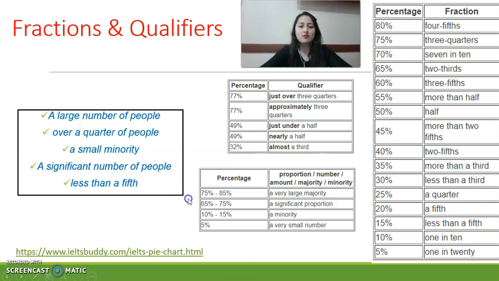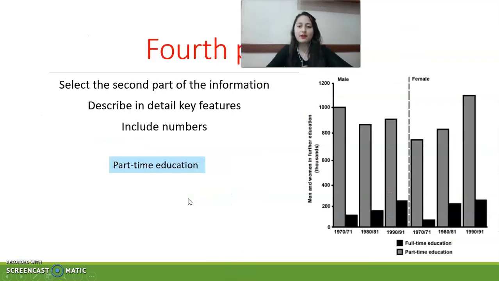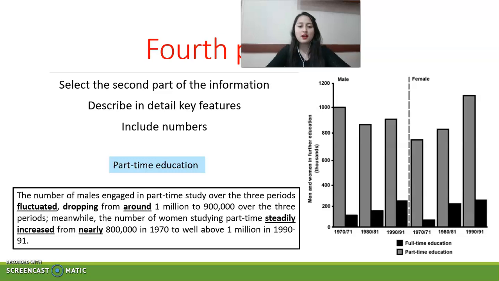Okay, so let's move on to the fourth paragraph. In the previous one, we talked about full-time education. In this one, we're going to talk about part-time education, and we're going to follow the same approach. You need to give key features and details, you need to include numbers, and mention everything that is in the chart. This is the example I'm going to show to you.